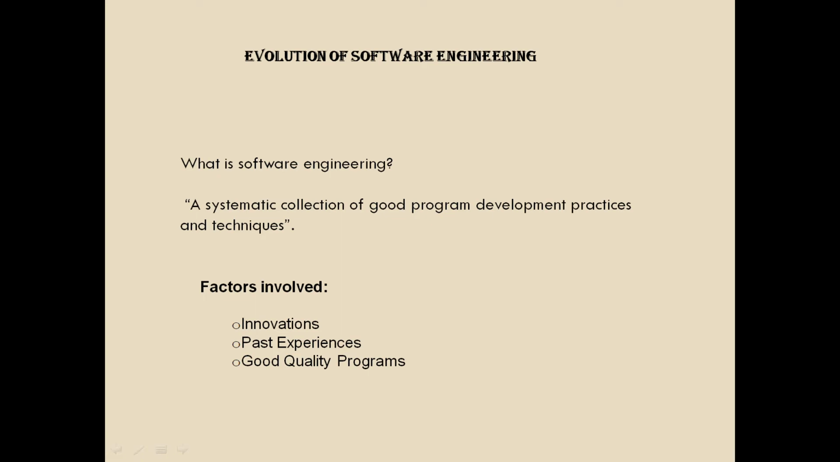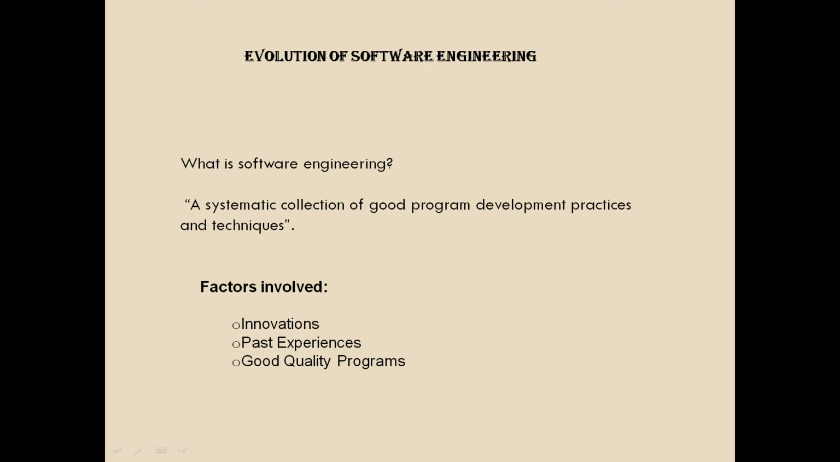So the main factors involved in the software engineering process are, first, innovations. Innovations means the development in the technological field. Software engineering depends upon a programming language and the platform on which the software may be executed. So the whole development in the technical field, that is a good platform, good hardware and good software, that means a good programming language. The innovations in this field are necessary. So it is the first factor involved in the evolution of software engineering.